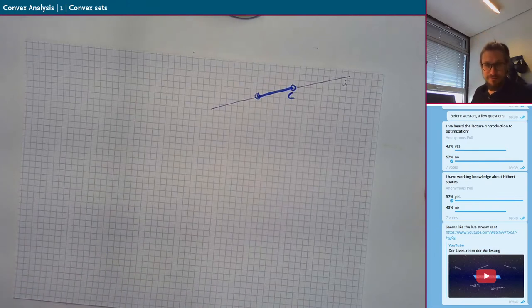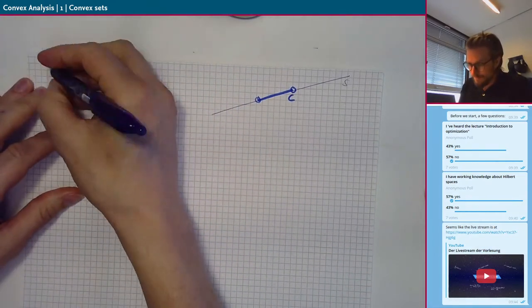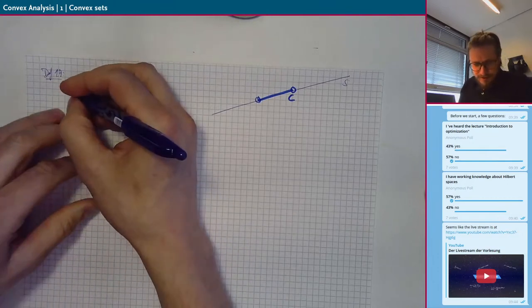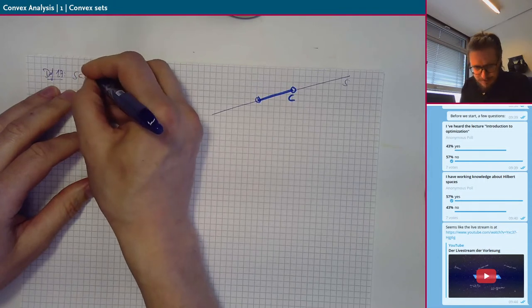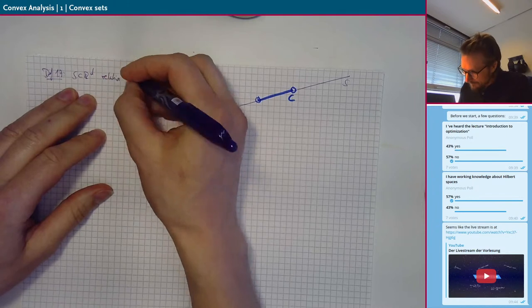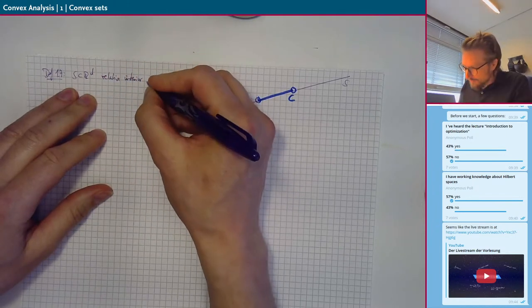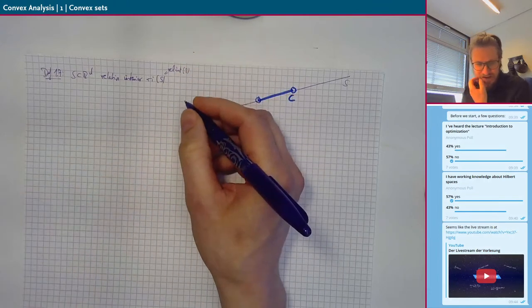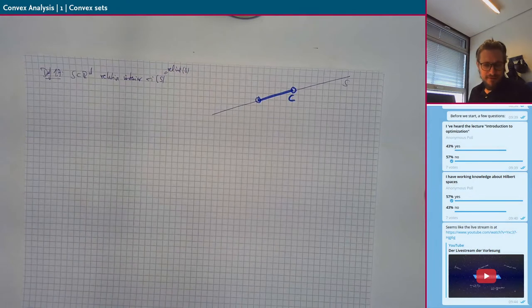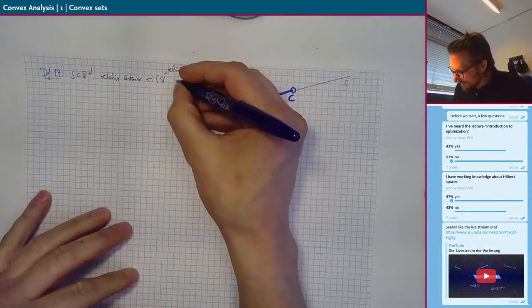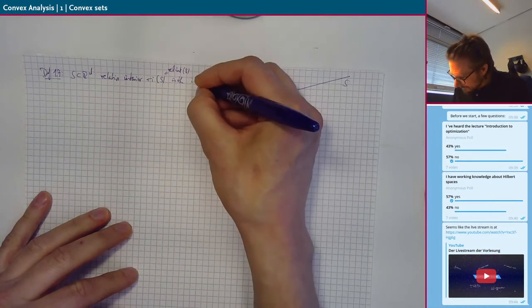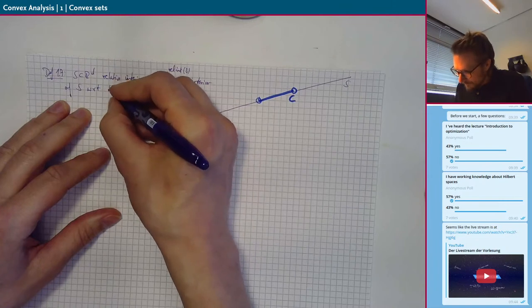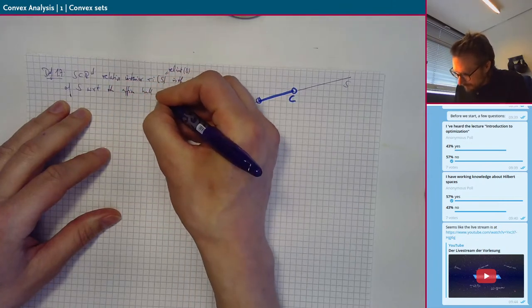And this notion is important, and that is the so-called relative interior. So the definition 1.7, and this is something which is usually not done anywhere else, is the relative interior. So if you have S subset of R^d, then the relative interior, often denoted by RI of S, sometimes also denoted by rel int of S, is the interior of S with respect to the affine hull of S.